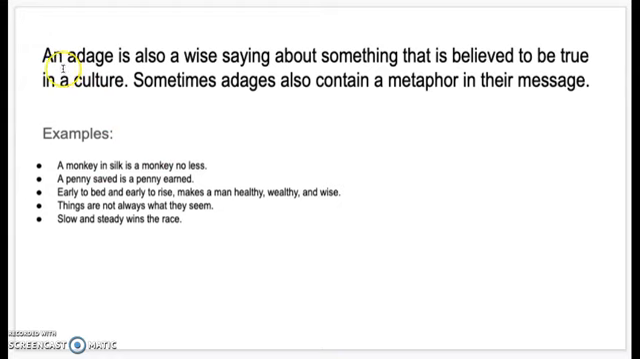Our next figure of speech that we haven't talked about is an adage. An adage is also a wise saying about something that is believed to be true in a culture. Sometimes adages also contain a metaphor in their message. Here are some examples. A monkey in silk is a monkey no less.